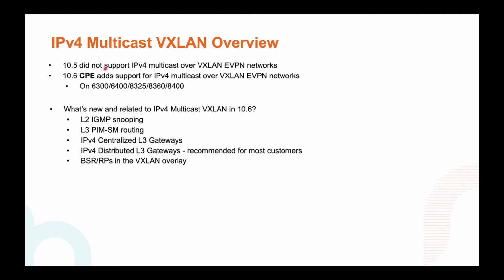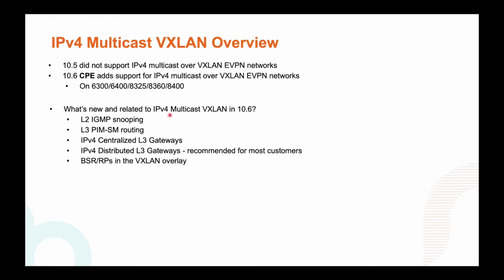So 10.5, we do not support IPv4 multicast overlay networks. 10.6 CPE, right? CPE, not the initial 10.6 GA. So we found out a last minute issue, so we're going to push it back to a CPE release, most probably January of next year. That's the plan. So we're going to add the support for IPv4 multicast over VXLAN AVPN on these platforms.